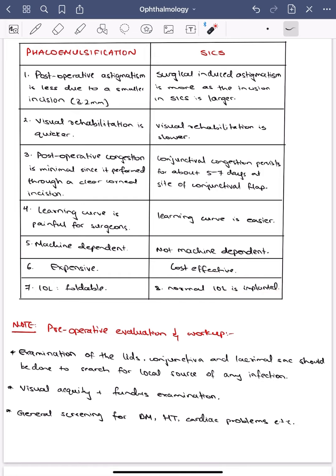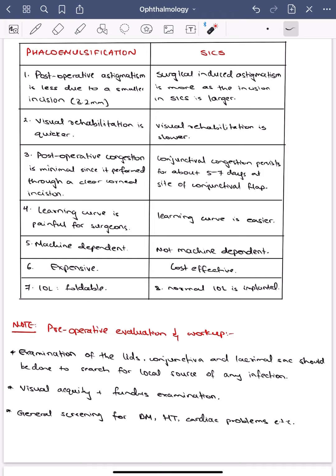Now some of the disadvantages of phacoemulsification over SICS is the learning curve is more painful for surgeons, whereas it is easier to learn SICS. Phacoemulsification is machine dependent, whereas SICS is not machine dependent, and phacoemulsification is a more expensive process compared to SICS. So these are the differences between SICS, small incision cataract surgery, and phacoemulsification.